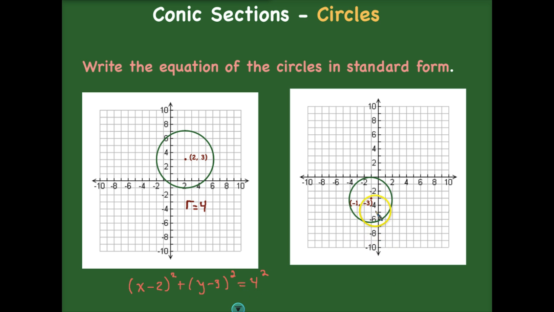Go ahead and pause the video and try to write the equation for the second circle. For the second circle, I can see that the radius on this is equal to 3. I can just count directly across. Notice that my center is at (negative 1, negative 3), so I have x plus 1 and y plus 3.